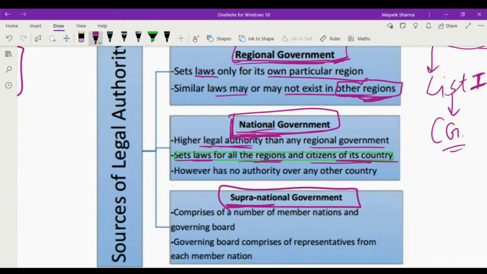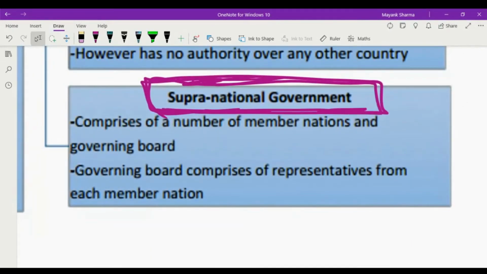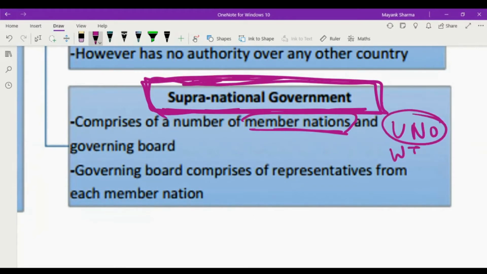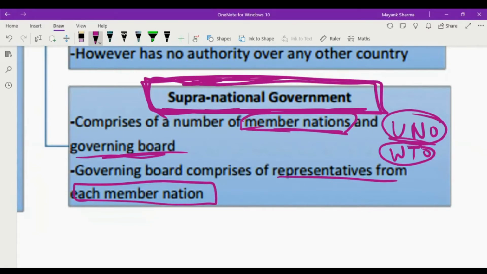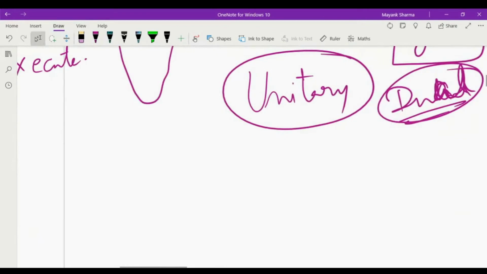And beyond the nation, there are some powerful bodies also which make laws globally. These are known as supranational government, not necessarily for all the governments, but for the majority of the countries. So it comprises a number of member nations, like we have UNO, United Nations Organization. That's a very good example. Or we have WTO, World Trade Organization. These are very powerful bodies which dictate their laws and compel the other countries to abide by those laws. So they have a number of member nations, and a governing board is also there. Governing board comprises representatives from each member nation. Yes, like the United Nations has representatives from all the countries.